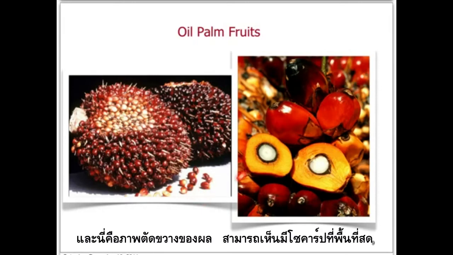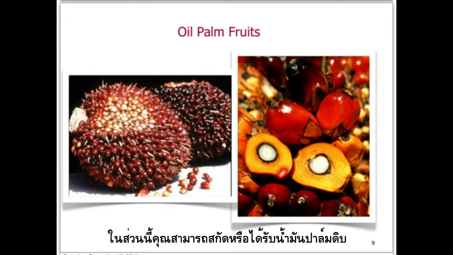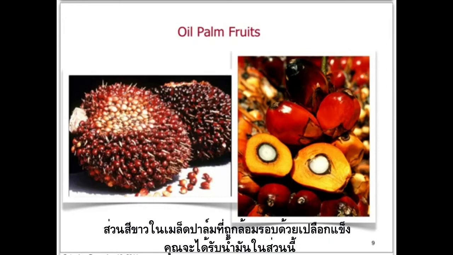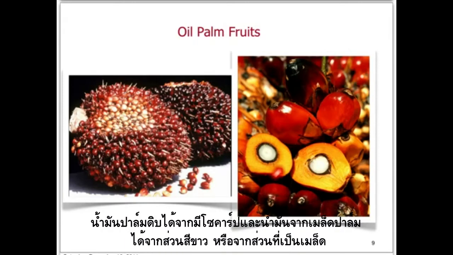And if we take a cross section of the fruitlets, you can see this mesocarp or the flesh area. This is the part where we can extract or we can get the crude palm oil, and the white flesh is the palm kernel, and surrounded by the shell, the hard shell. So we can basically get two types of oil here: the crude palm oil from the mesocarp and the palm kernel oil from the white flesh or from the kernel part.